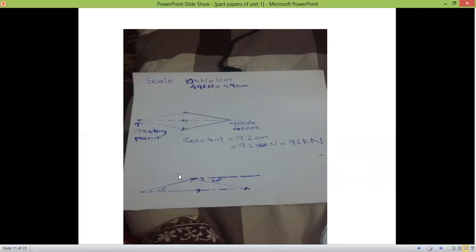This is the head to tail rule method, which is the second method. According to this, the second vector will be drawn at the head of the first. And how to get the resultant? The resultant will be obtained by joining the tail of the first to the head of the second. So first we need to draw this force at an angle of 20 degrees above this horizontal line, and then we draw this horizontal force to mark an angle of 20 degrees below this horizontal line in order to draw the second force.